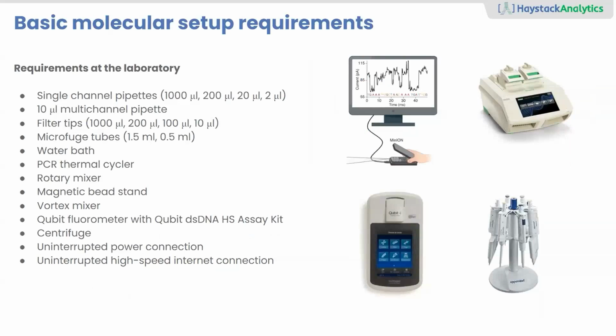So these are the basic molecular setup requirements: single channel pipettes, 10 microlitre multi-channel pipette, filter tips, microfuge tubes, water bath, conventional PCR thermal cycler, rotary mixer, magnetic bead stands, vortex mixer, Qubit for reading the dsDNA, and then a centrifuge on site. So it is very small. It will not be costly, like these small instruments. It will not be much costly except the Oxford Nanopore. Next slide, please.